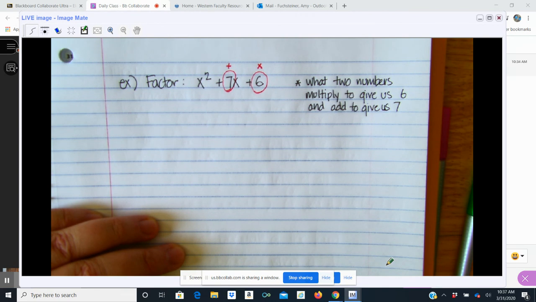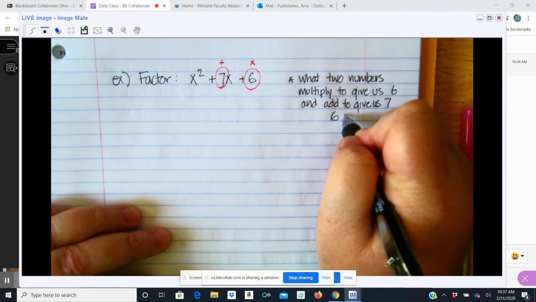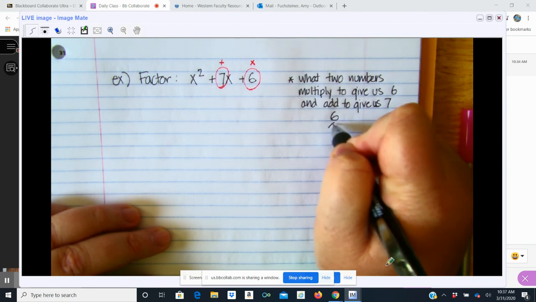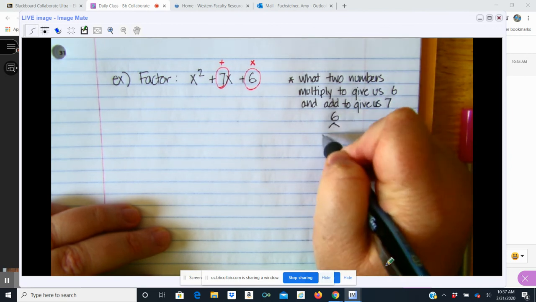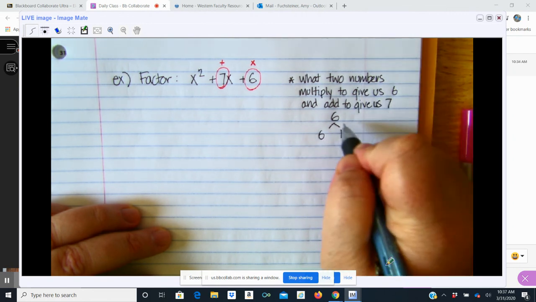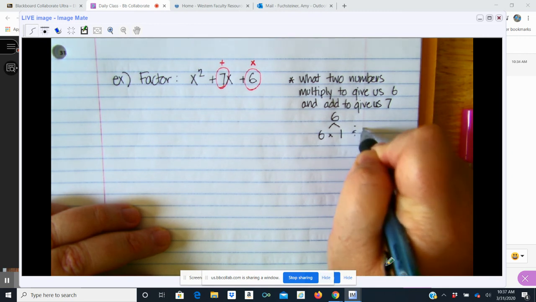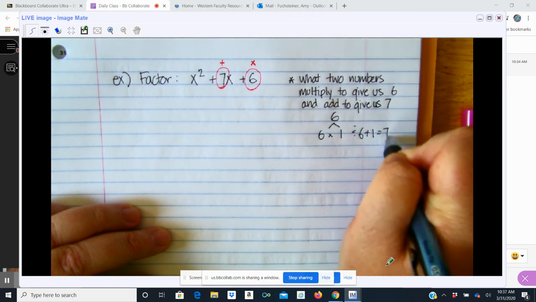7 and 1 would add to give us 8. Yep. So 6 is the one we're looking for. If we did 6 and a 1, 6 times 1 is 6, and 6 plus 1 is 7.